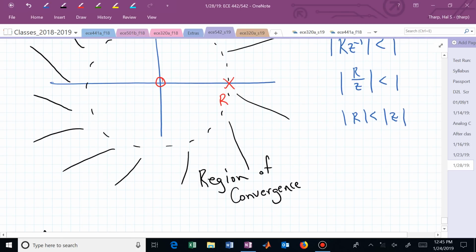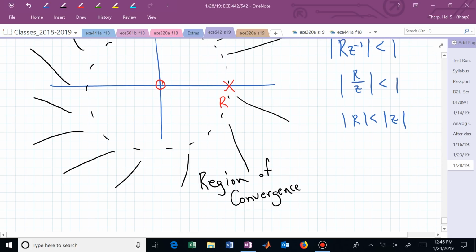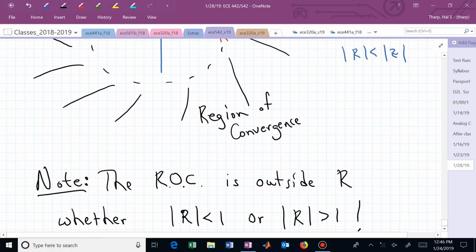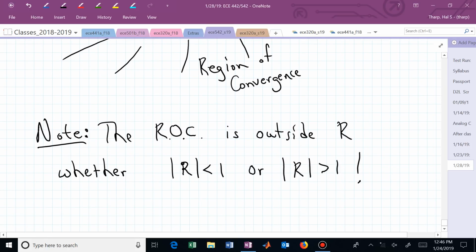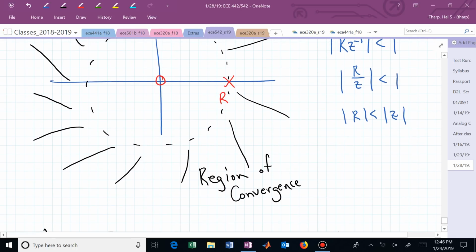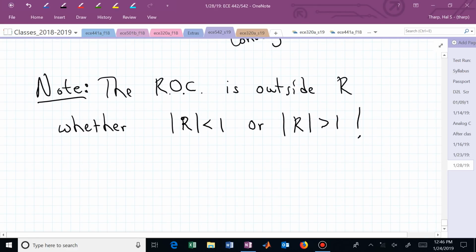The region of convergence is outside. It goes off to infinity. The region of convergence is expanding from R all the way out to infinity. So it includes infinity. The region of convergence is outside of R. Whether R was bigger than 1, let's say R was 2, the region of convergence has what? This hole in it of radius 2, and it goes outside of 2. Or R could have been 1/3. Then we would have the region of convergence living beyond 1/3, but it's still beyond that radius of 1/3.